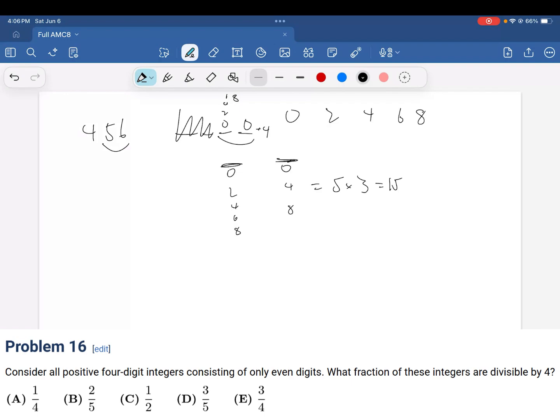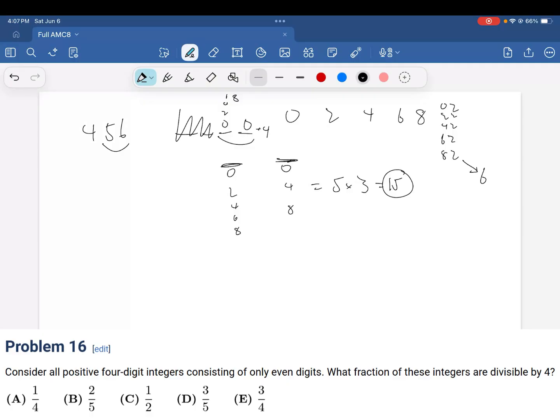Now let's try 2 and 6. But no matter how we try it, 62, 42, 22, 02, 82, they're all not divisible by 4. And that's because changing the tens digit also doesn't change whether it's divisible by 4 or not, because 20 is divisible by 4. And similarly, this means 6 is also not a possibility. So we have exactly 15 possibilities for the last 2 digits.